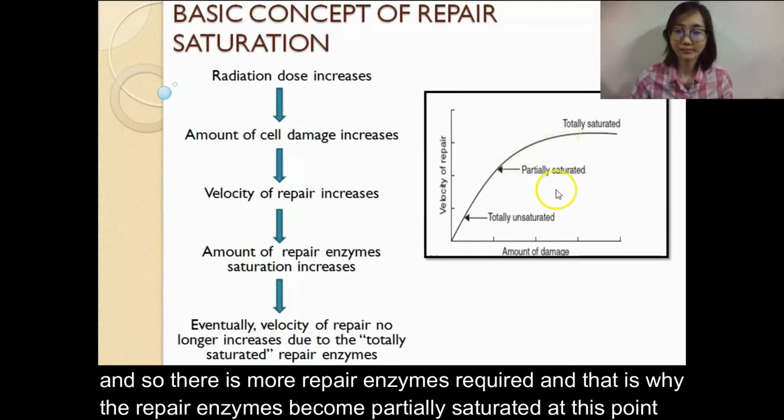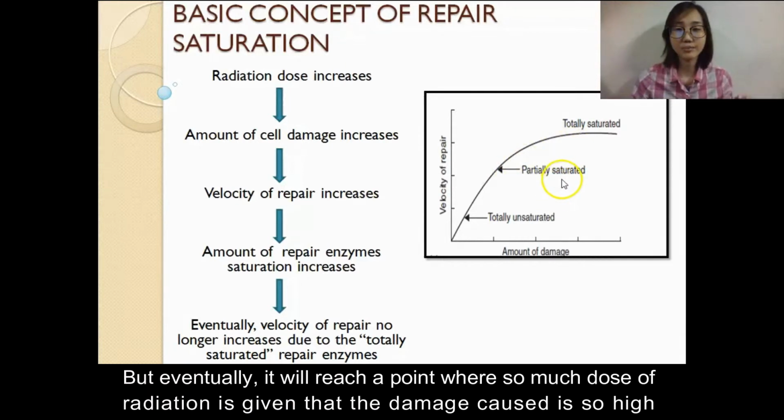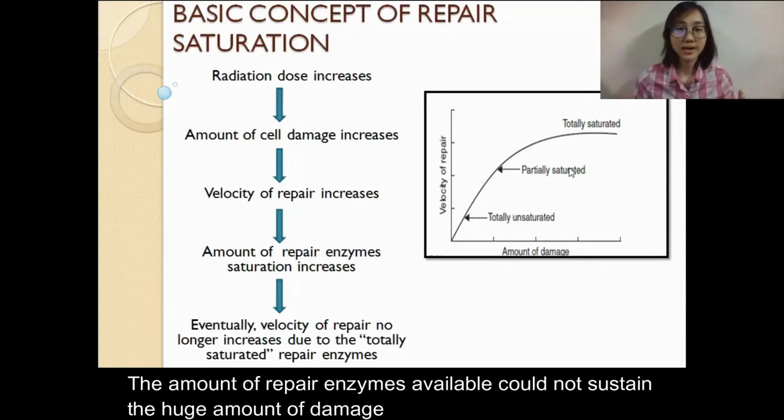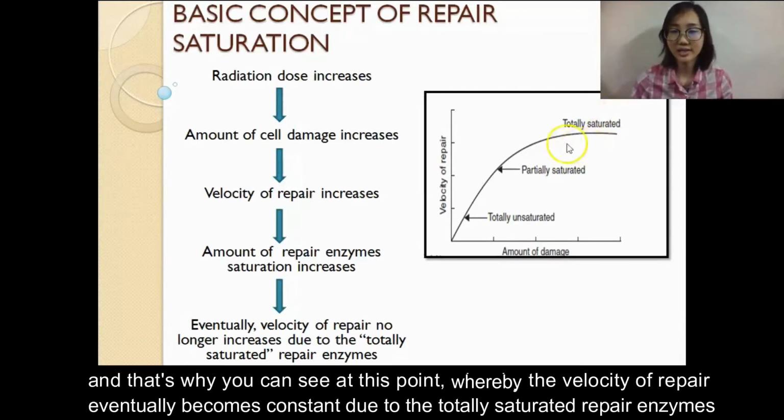But eventually it reaches a point where so much radiation dose is given that the damage is so high, the amount of repair enzymes available cannot sustain the huge amount of damage. And that's why you can see at this point the velocity of repair eventually becomes constant due to saturation, the totally saturated repair enzymes.